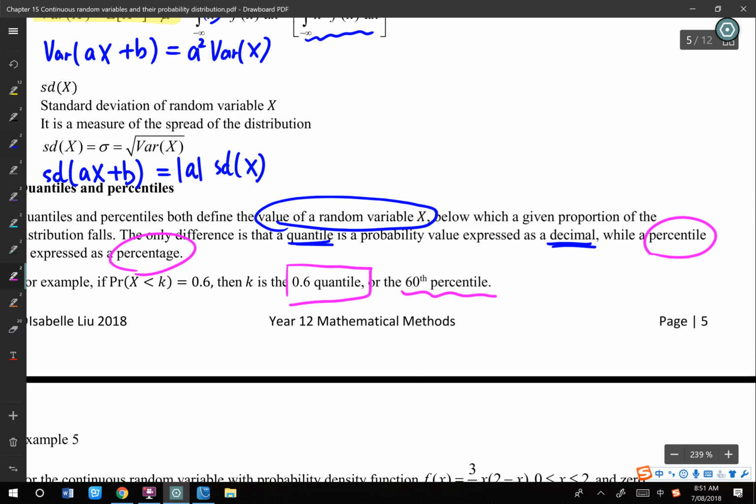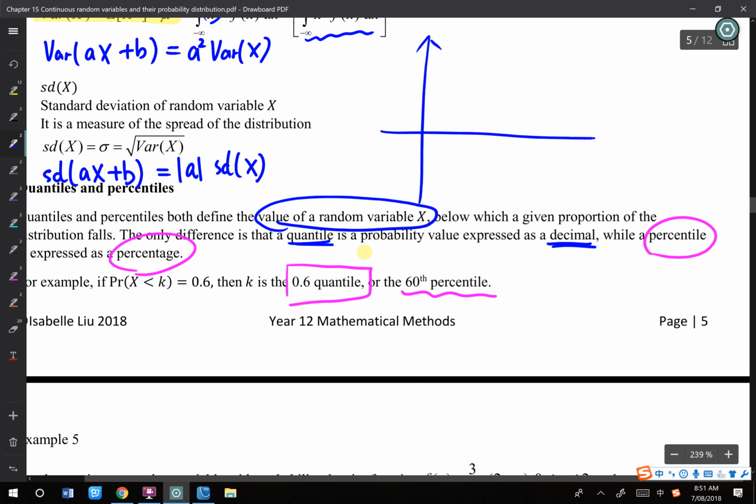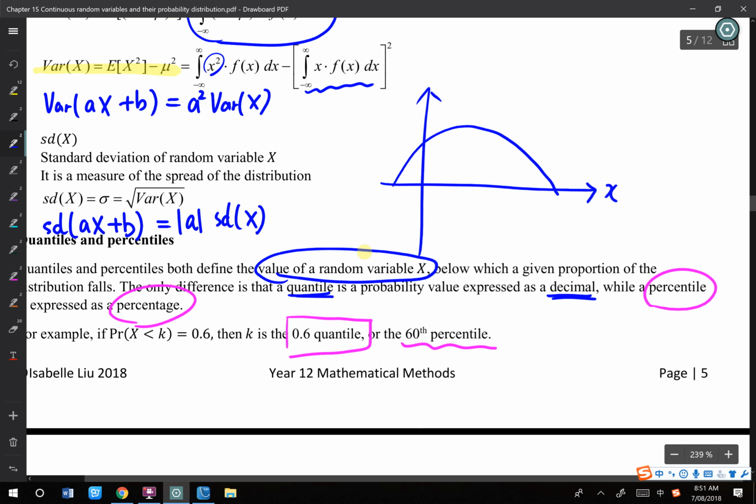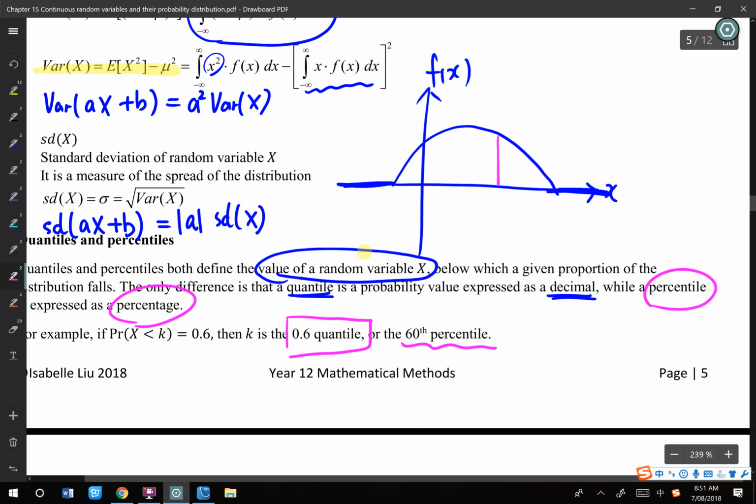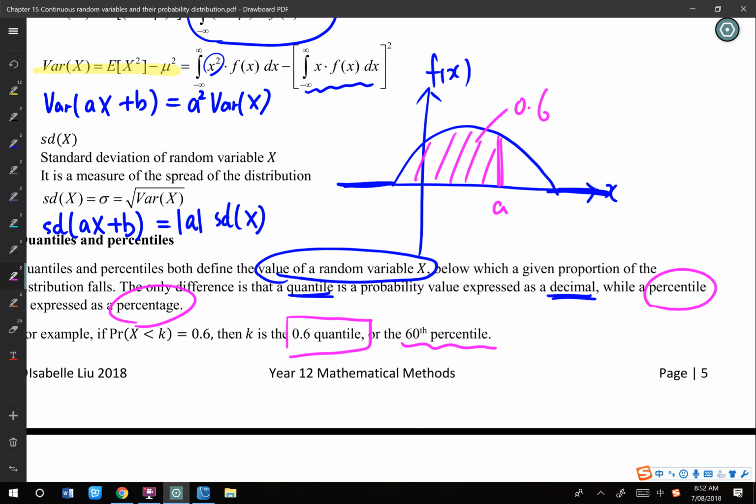If I just sketch a continuous density function, that can be a cubic. So we have x and f(x), with 0 here and 0 here. What is the 60th percentile, or 0.6 quartile? From the left, cumulate until a point A, where that area gives you 0.6. So A is the 60th percentile or 0.6 quartile. You always cumulate from the left until a point, where that area gives you 0.6.